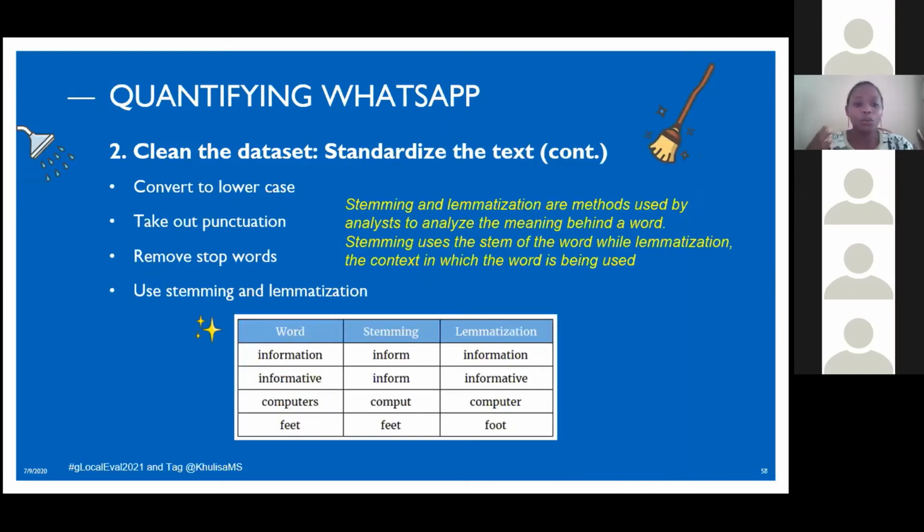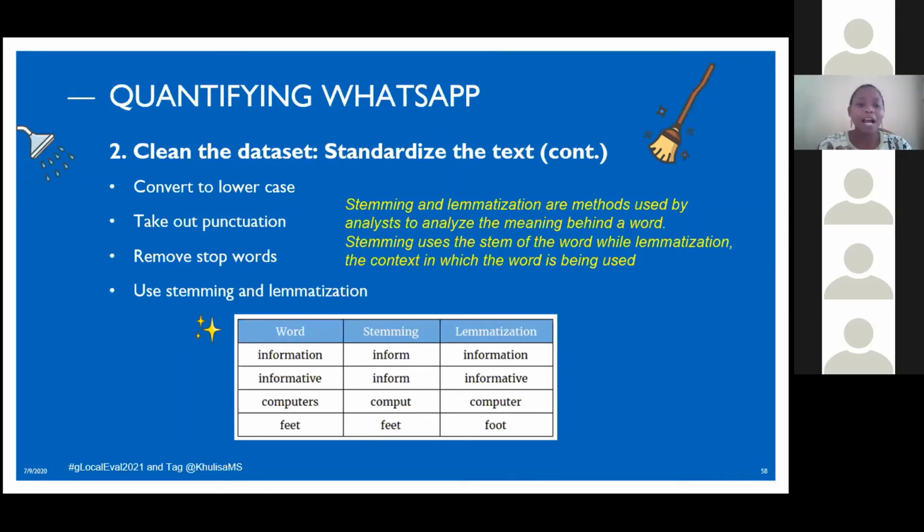Thank you. If you want to do a type of text analysis and produce things like word clouds, you have to standardize your text and make sure you remove most of the information that is not useful. So you convert everything to lowercase, you take out all your punctuation, you remove stop words such as and, so, and then you can also proceed with stemming and lemmatization. As you see on the table, when you have a word, let's say information, when you are doing stemming, you bring it down to the base form, which in this case will be inform. And when you're doing lemmatization, it will be information.